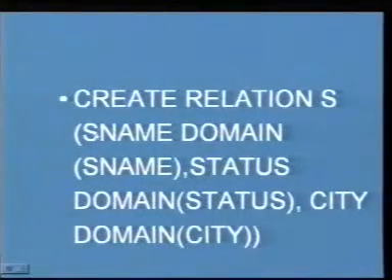This is an example. Create relation S, where S is the relation name. S name is the first attribute. It has come from the domain S name. Status is the second attribute. It has come from the domain status. City is the third attribute. It has come from the domain city.